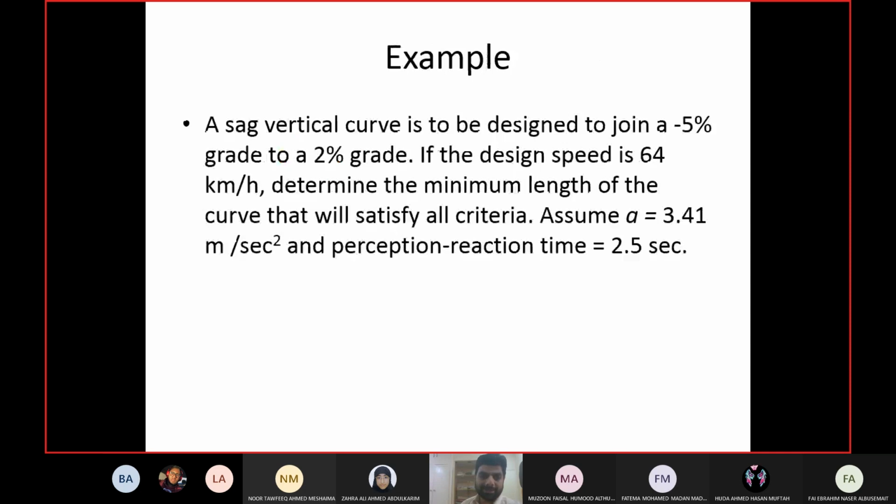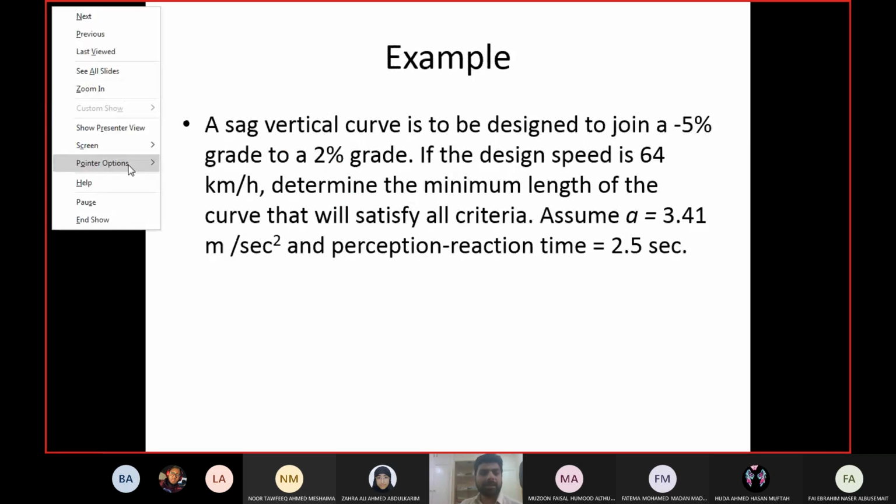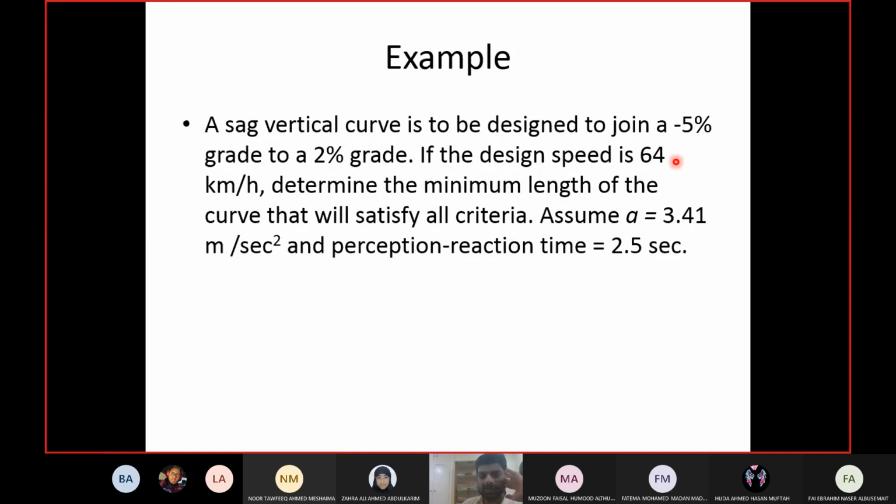Now let us do an example. We have a sag curve joining -5 with +2% gradient. So I told you the criteria for the sag curve. G1 should be less than G2, right? So G1 is less than G2. -5 is less than 2%. Design speed is 64 kilometers per hour. To satisfy all the criteria, we have to find out the minimum length of the curve. A is 3.1 meter per square seconds, the deceleration rate, and perception reaction time is 2.5 seconds.